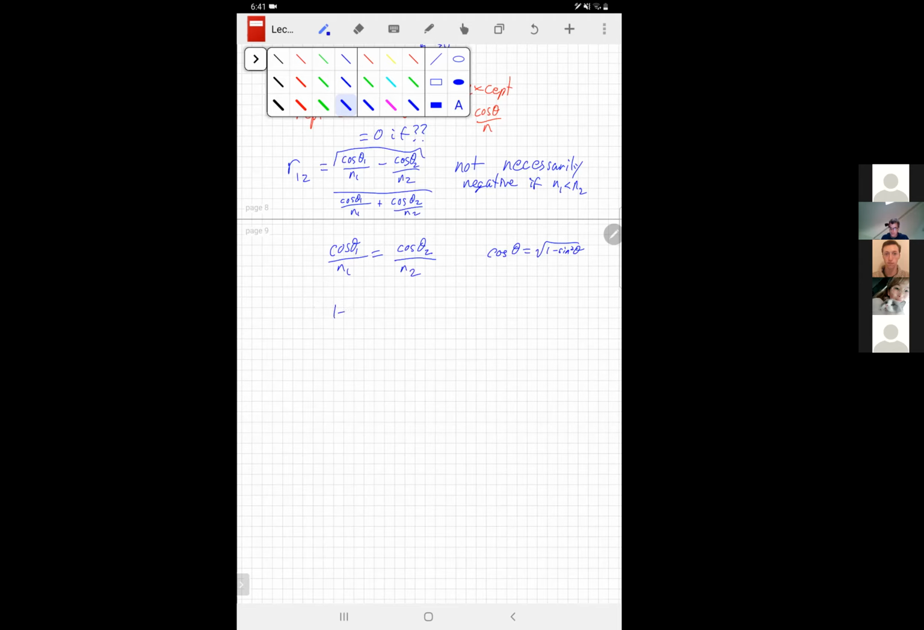So then I can do 1 minus sine squared theta 1 over n1 squared equals 1 minus sine squared theta 2 over n2 squared. All right, well, what else do we know? We know that n1 sine theta 1 is equal to n2 sine theta 2. So sine theta 2 is n1 sine theta 1 over n2.